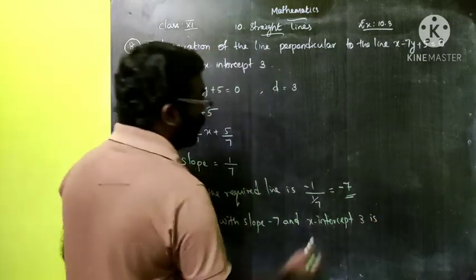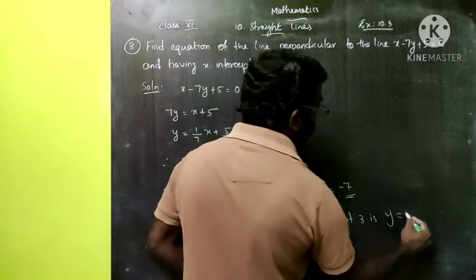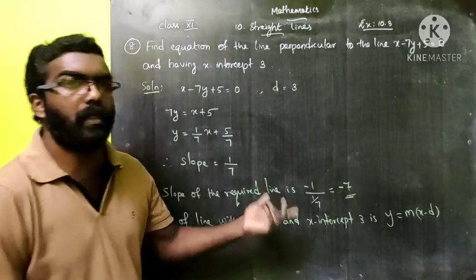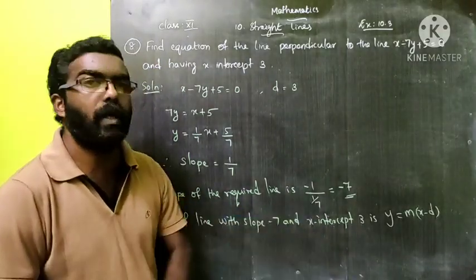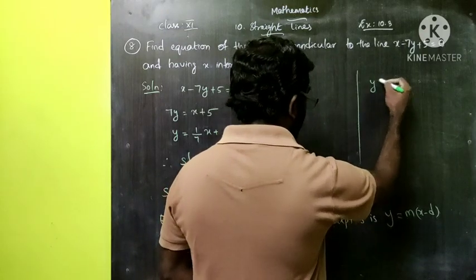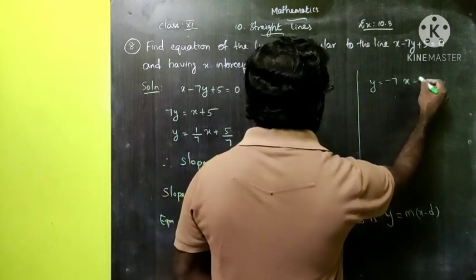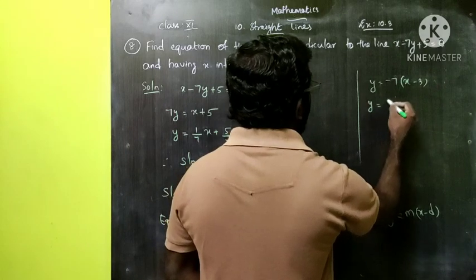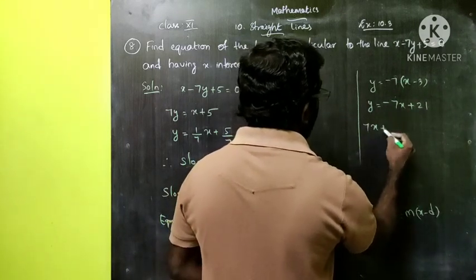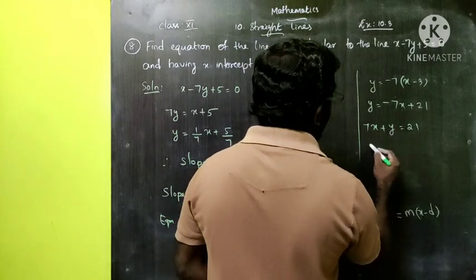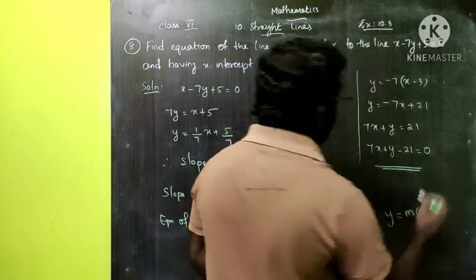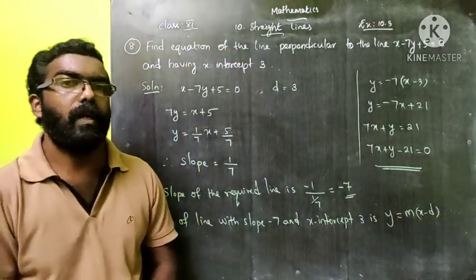Our formula is y is equal to m into x minus d, the intercept form, since the x-intercept is given. Here it is y is equal to minus 7 into x minus 3. That is y is equal to minus 7x plus 21. Or we can write 7x plus y is equal to 21. Or 7x plus y minus 21 is equal to 0. This is the required equation of the line. Clear?